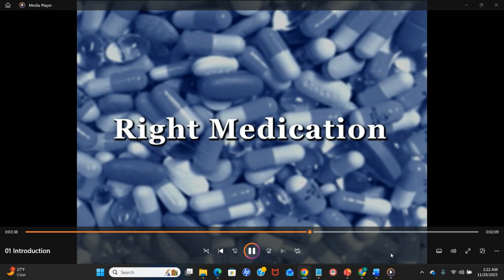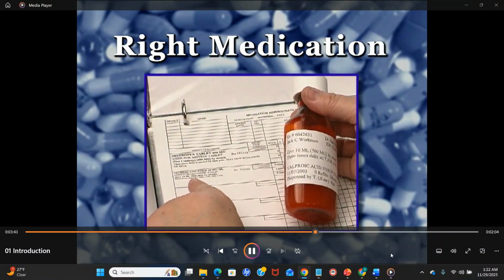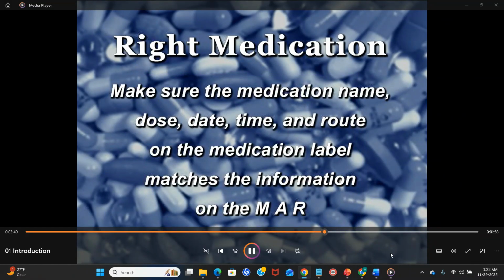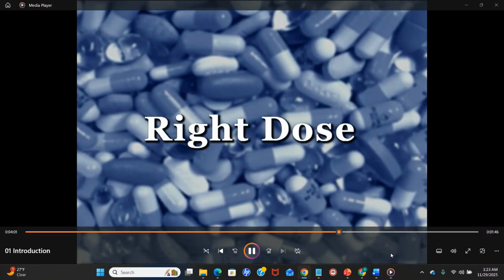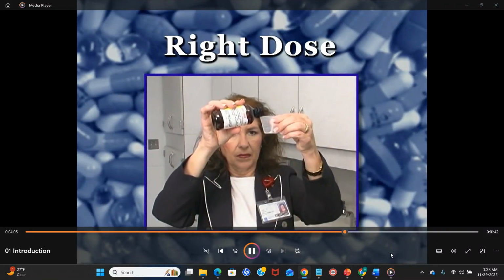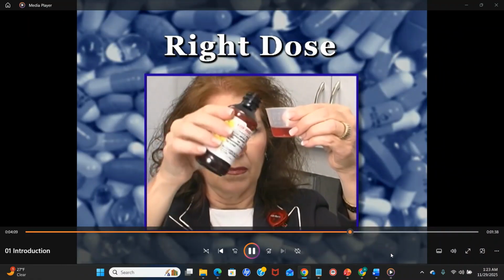Make sure you give the right medication. You must perform 3 medication checks prior to giving a medication, making sure that the medication name, dose, date, time, and route on the medication label matches the information on the MAR. Make sure you give the right dose. The MAR and the medication label will state exactly how much medication is to be given.